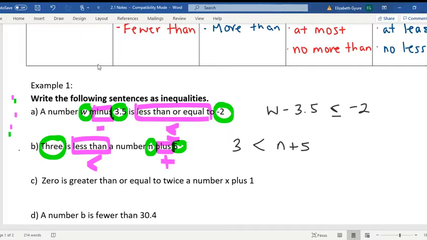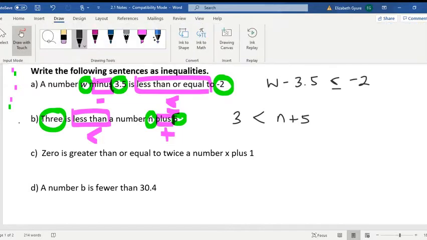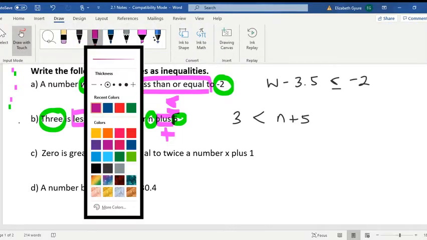You can always borrow a pencil if you want, Brooklyn. Okay, so this, I'm tired of this highlighter. I'm going to do this with a different color here.